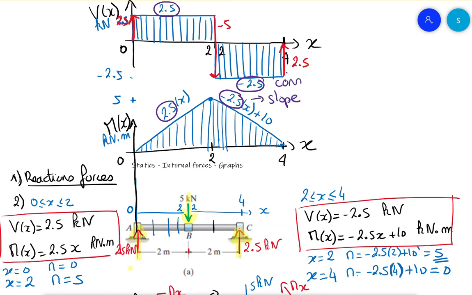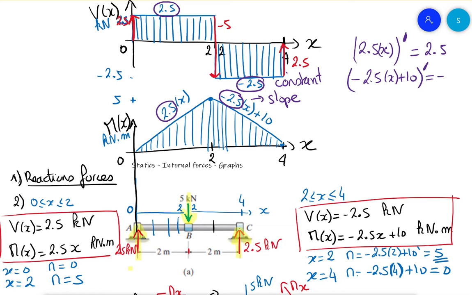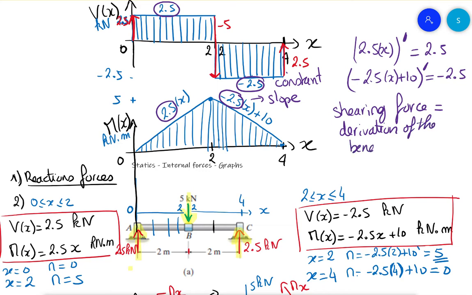Okay, do you think about something when we say that? If we take the derivation of 2.5 times x, okay, it's equal to what? 2.5. If we take the derivation of minus 2.5 times x plus 10 with respect to x, it's equal to minus 2.5. Okay, so the shearing force is equal to the derivative of the bending moment.